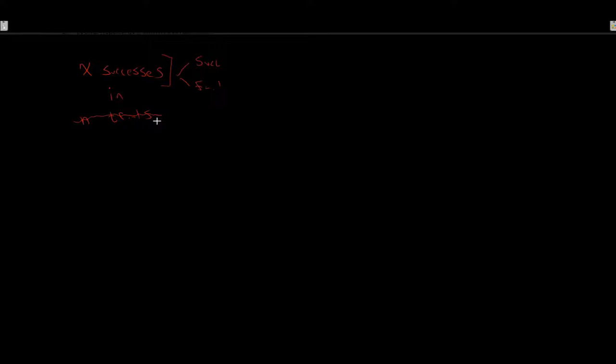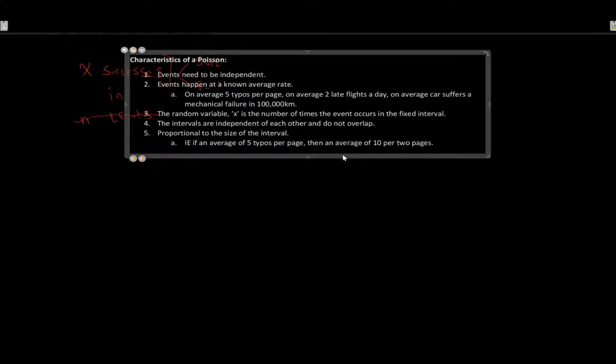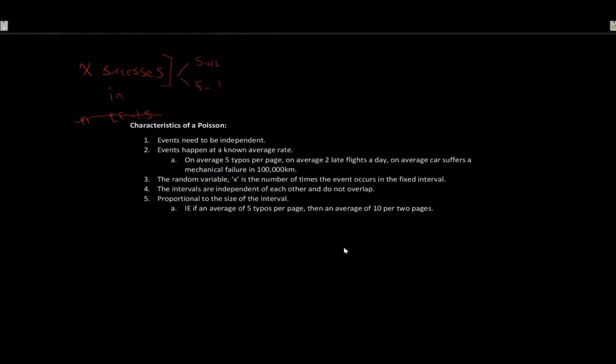What we need is the average rate of occurrence over that time period. With that, let's take a look at the characteristics of our Poisson distribution. First of all, our events need to be independent. This is a fairly common theme. If we're talking about typos on a page, the events are independent: if I make a typo on one page, it doesn't influence my probability of making a typo on another page.